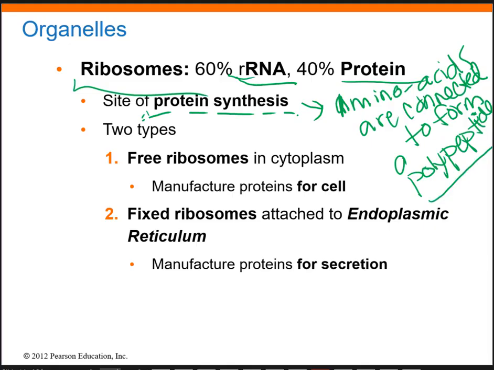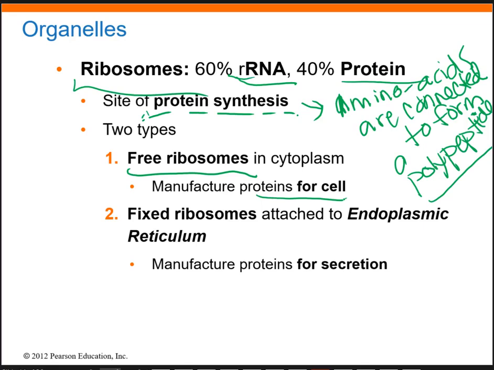Now there are two types of ribosomes, free ribosomes and fixed ribosomes. Free ribosomes are free floating in the cytoplasm. They're not actually anchored to anything. They typically will manufacture proteins for that cell. So they'll string together the amino acids and then they'll just release the polypeptide into the cell.